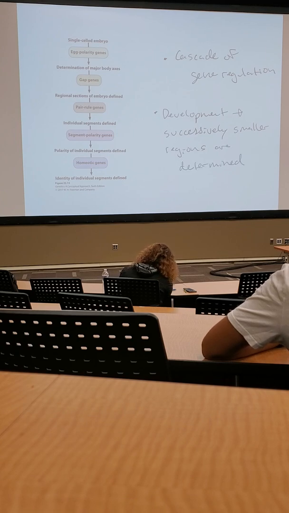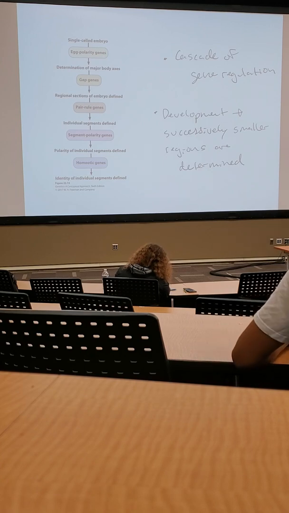So at the top of this cascade, you're giving it the biggest definitions. Front, back, top, bottom, right? You're defining four regions of this embryo. And the next step, now you're doing the gap: head, thorax, abdomen. In the next step, with the pair rule genes, you're giving segments individual identity and polarity.